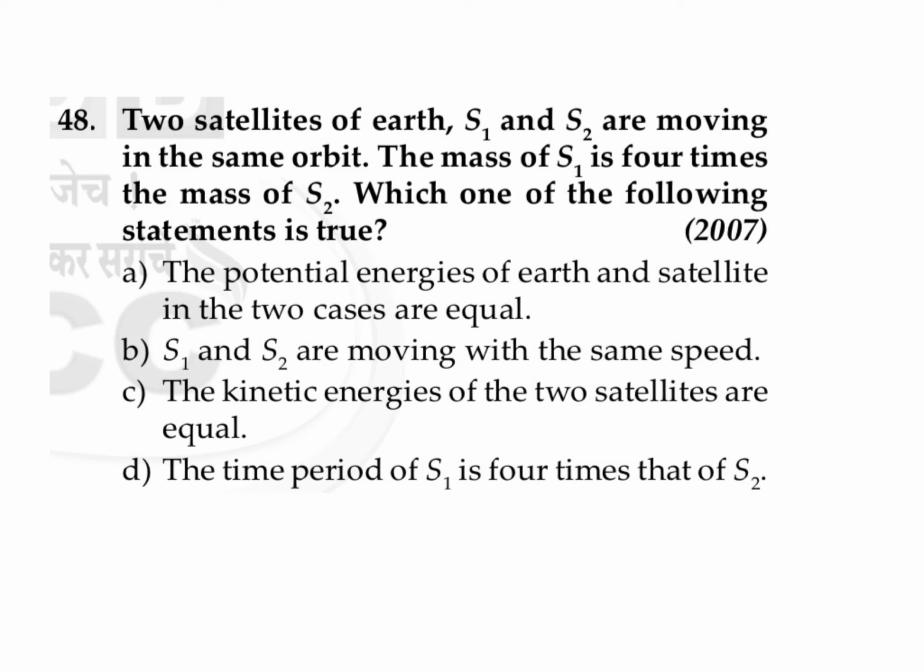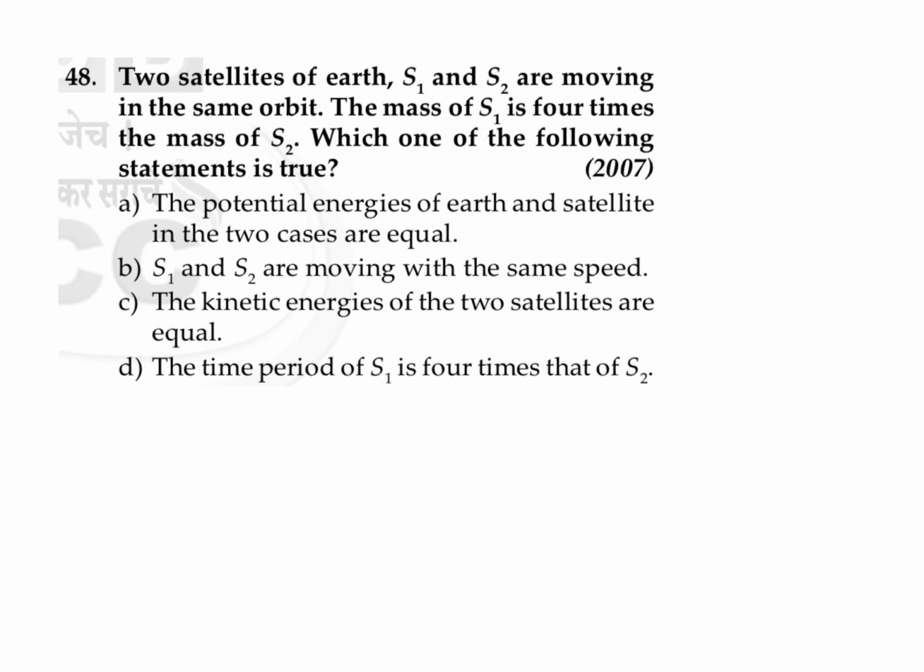Two satellites S1 and S2 are moving in the same orbit. The mass of S1 is 4 times the mass of S2. Which of the following statements is true? First one, it is given that the potential energies of Earth and satellite in the two cases are equal.